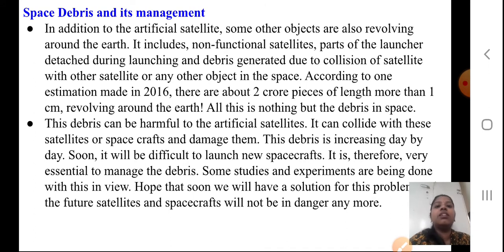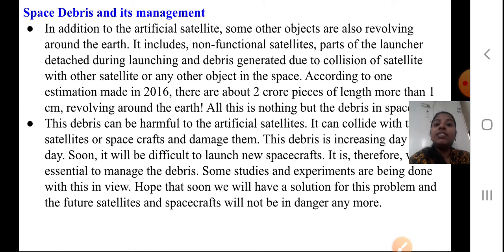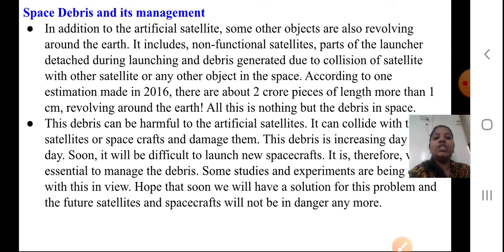Debris means waste materials. Students, this debris can be harmful to the artificial satellites. It can collide with the satellites or spacecraft and damage them. This debris is increasing day by day. Soon it will be difficult to launch new spacecraft. It is therefore very essential to manage the debris. Some studies and experiments are being done with this in view. Study is going on about how to control this increase of debris. Hope that soon we will have a solution for this problem, and future satellites and spacecraft will not be in danger anymore.